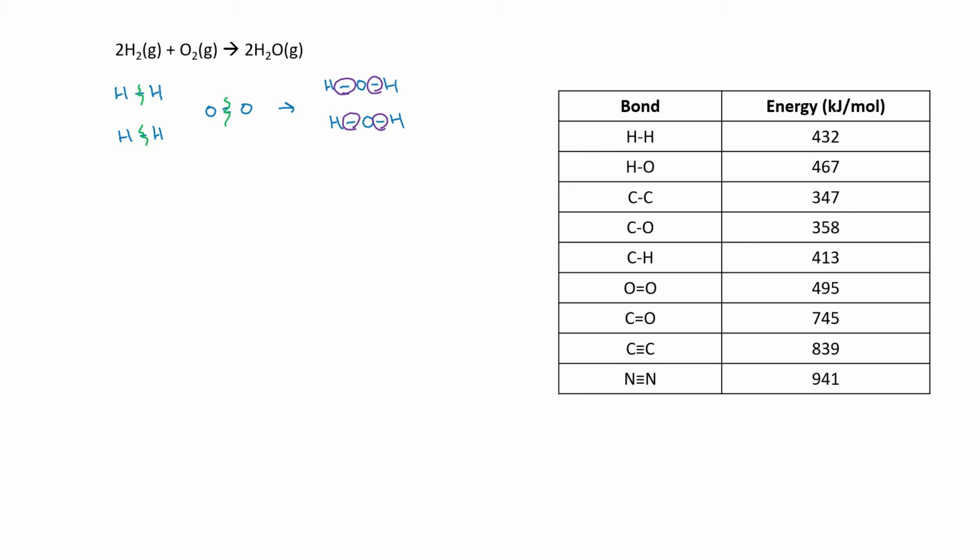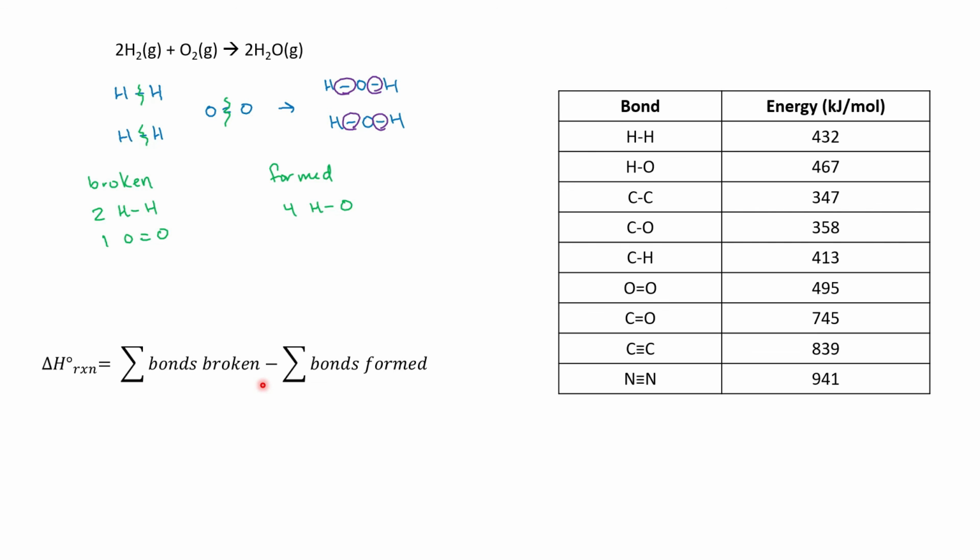So let's just do a little summary before we plug into our equation. We have broken 2 hydrogen-hydrogen single bonds and 1 oxygen-oxygen double bond. And we have formed 4 hydrogen-oxygen single bonds. This is going to help us pull out what bond energy we want from our table here on the right. Now we're ready to plug into our equation.